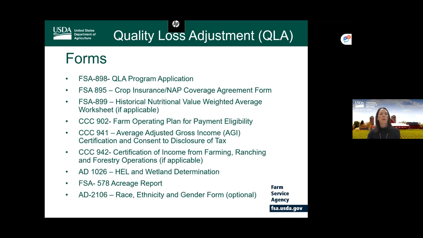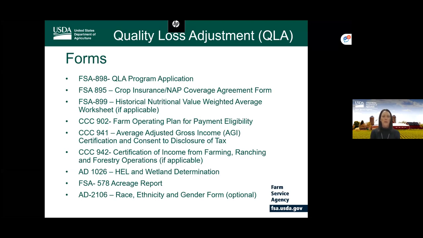The forms that apply to QLA are the FSA-898, which is the QLA program application, the 895, which is the crop insurance coverage agreement form, so that's that linkage requirement, and the 899, which is the historical nutritional value weighted average worksheet, which is used for forage crops.